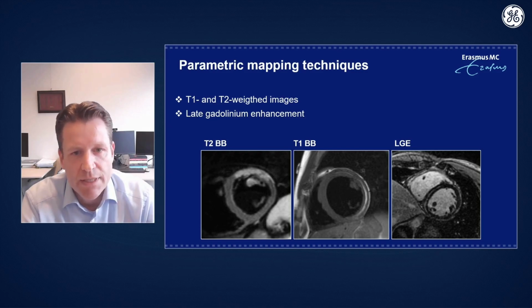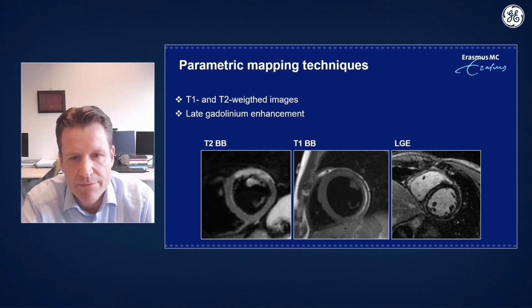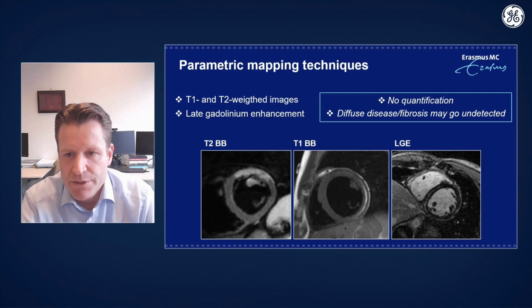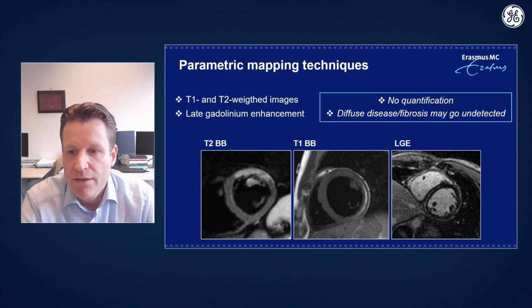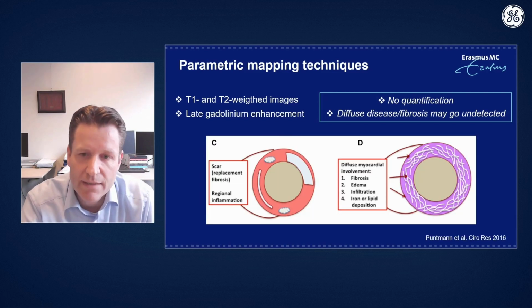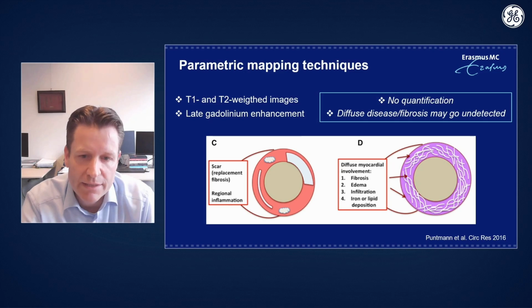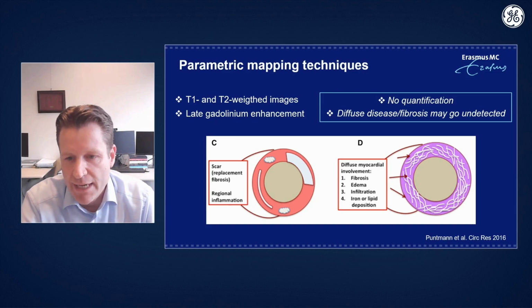So what about, we have the T1, the T2 weighted images, we have late gadolinium enhancement, but of course the problem is that it's not a clear quantification. Furthermore, what about diffuse disease, fibrosis, that may go undetected? It's also shown in this figure. On the left, you see the scar, replacement fibrosis or regional inflammation that can be easily detected with these sequences. But the problem is when there is diffuse myocardial involvement, for example, diffuse fibrosis or diffuse edema, also infiltration like amyloid or iron or lipid deposition, that can be undetected.